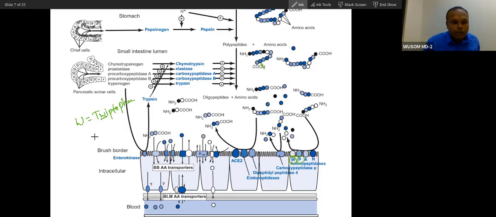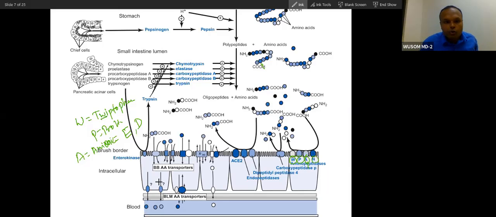P is for proline. If proline is here, this P will digest it. A is for anionic amino acids. What are anionic? Glutamate, which is E, and aspartate, D. So D and E are the anionic amino acids. These anionic amino acids will be acted upon by this.